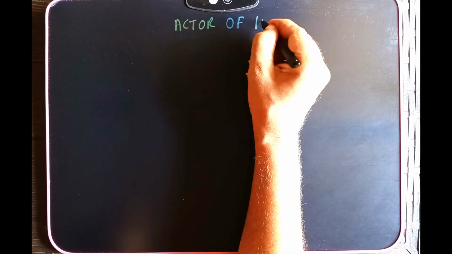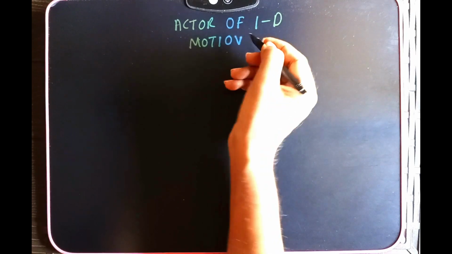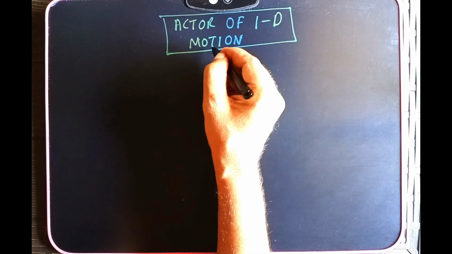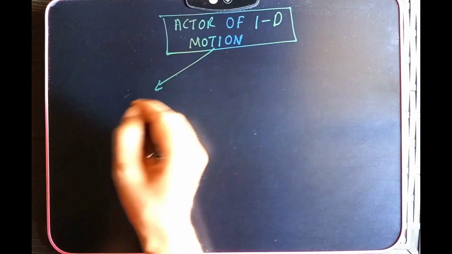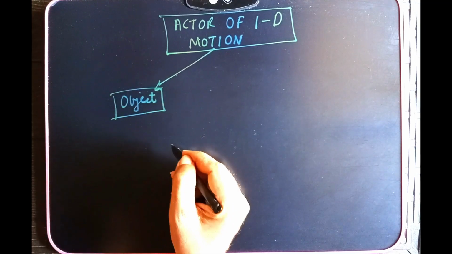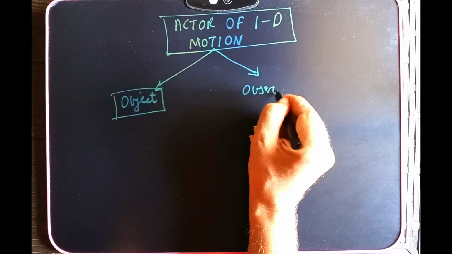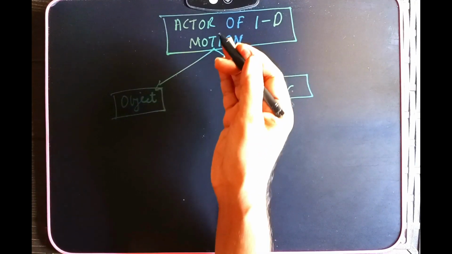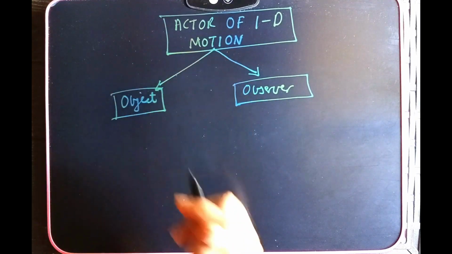Actors of 1D motion. To cause motion, you must have an object, right? And you should have an observer as well. When both are present, then only the observer can see the object in motion. So these are the actors of motion.